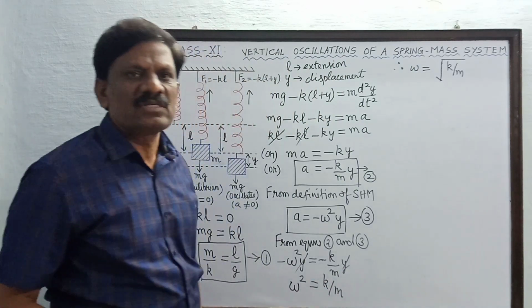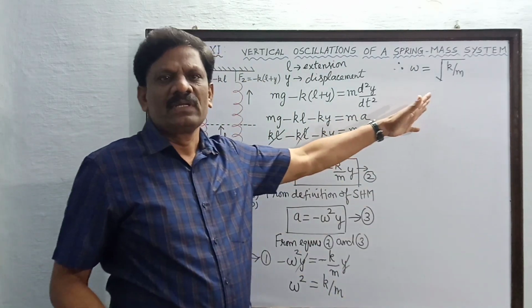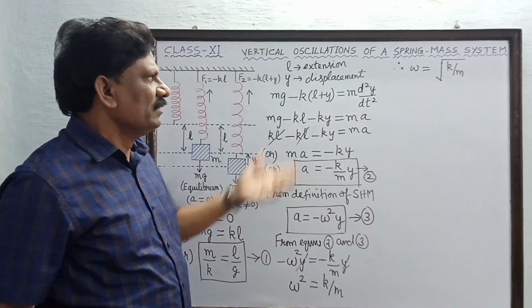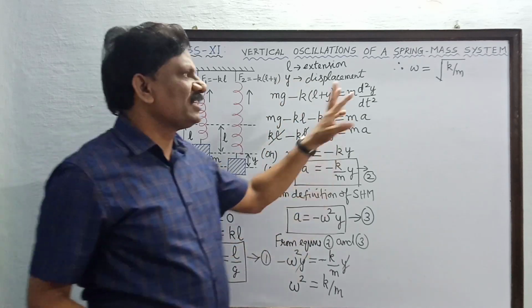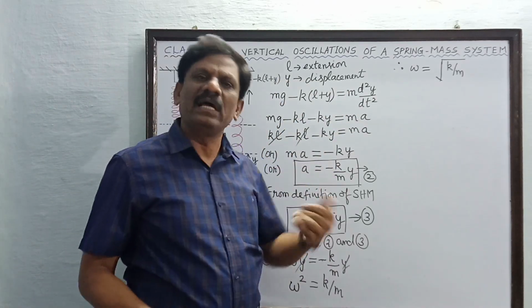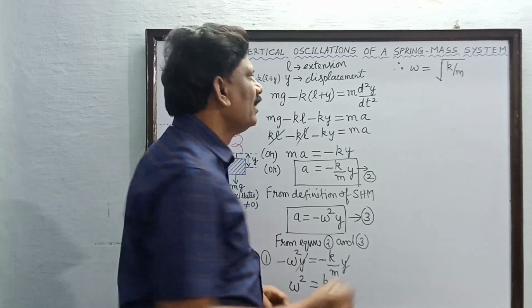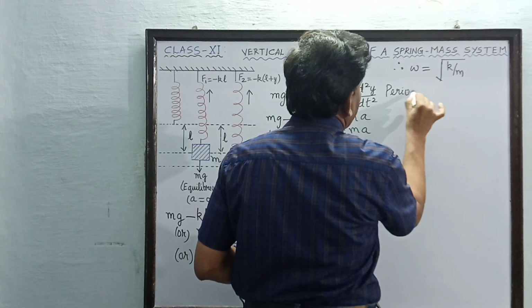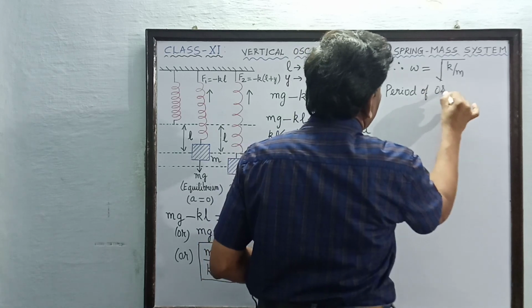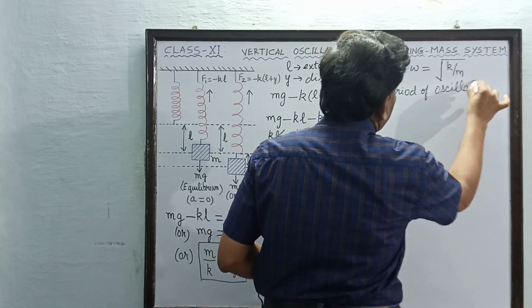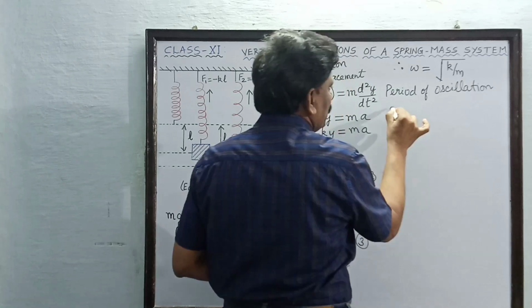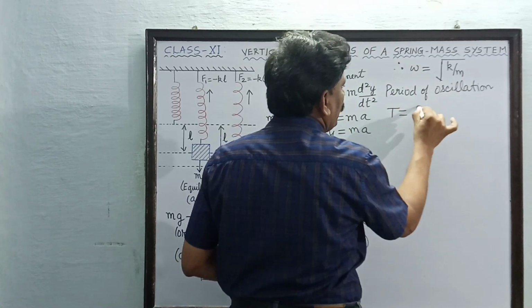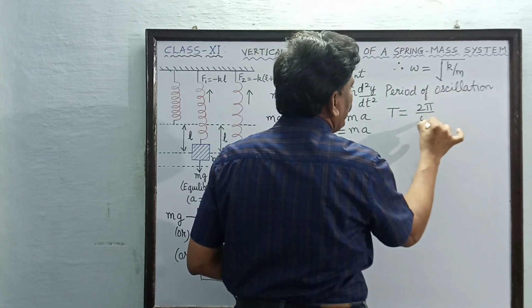Omega is equal to square root of k by m. So, after this, we can apply this in the expressions for the period of oscillation and frequency. Very simple. Now, the period of oscillation is given by capital T. So, capital T is equal to 2 pi by omega.